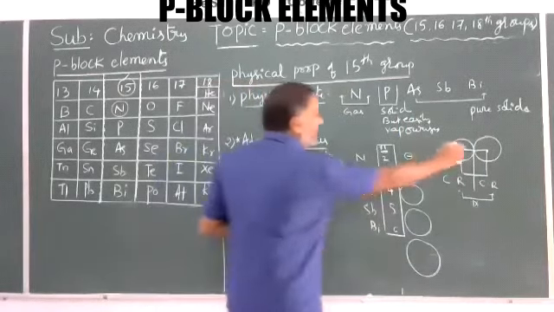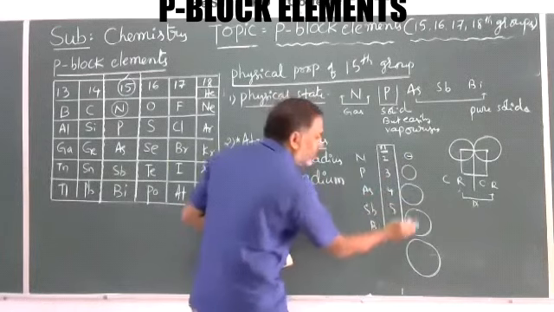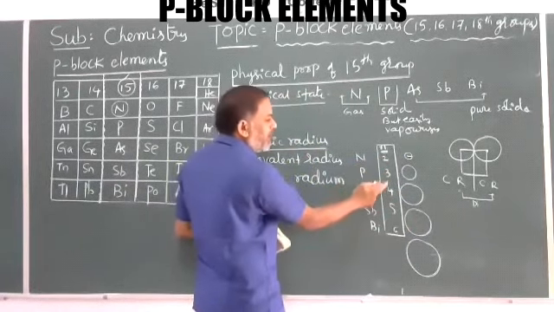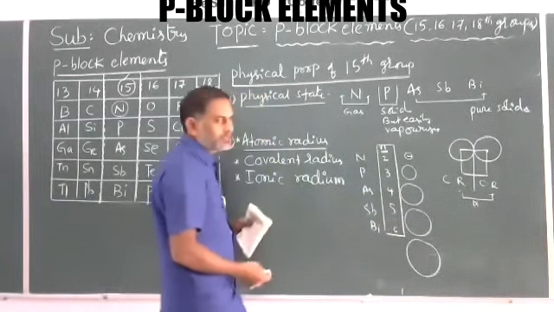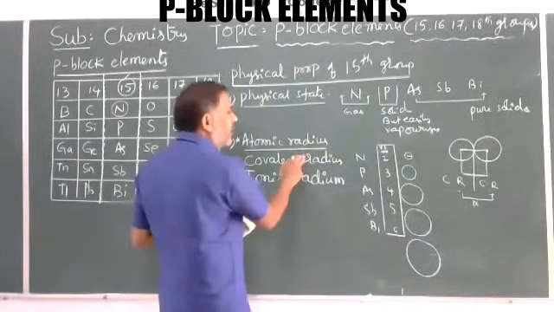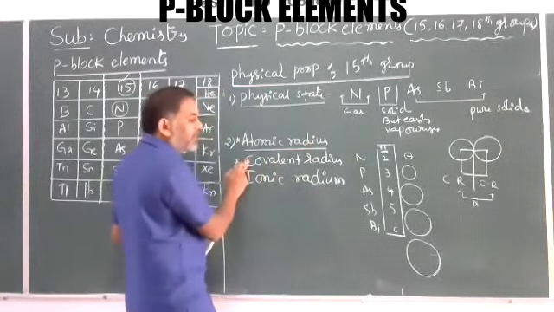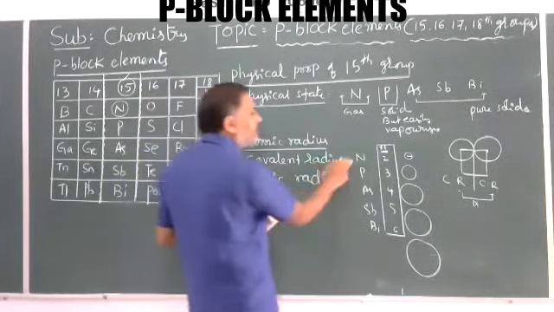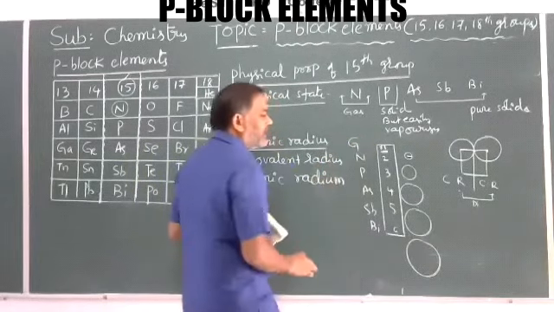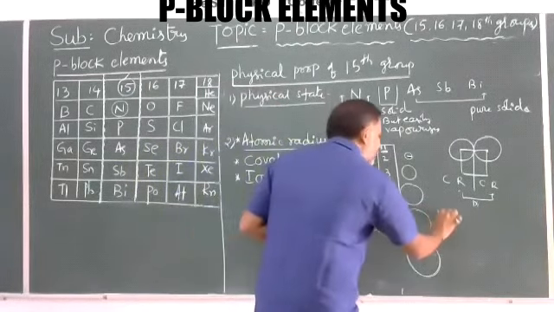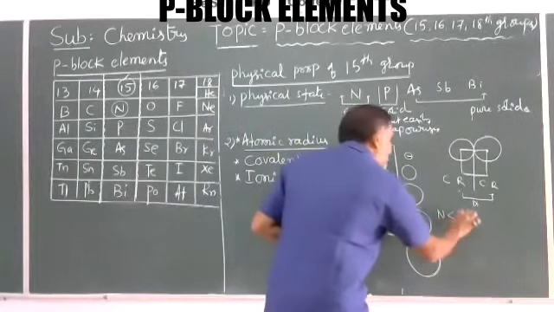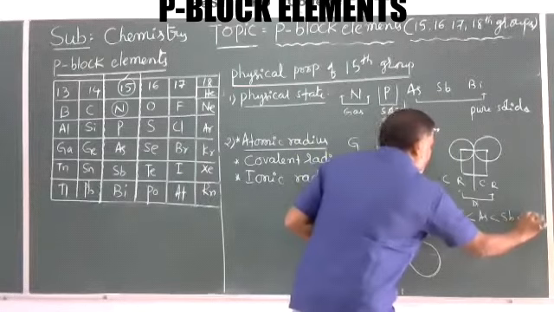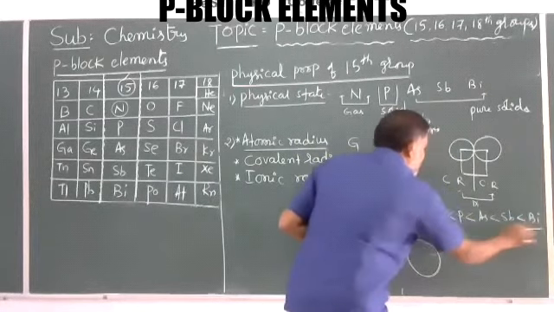Now, half of the internuclear distance is the covalent radius. Top to bottom it increases because a newly added electron enters a new main energy level, so size increases. That's why top to bottom covalent radius increases and left to right decreases. Here we are talking about groups, so the covalent radius of nitrogen is less than phosphorus, then arsenic, antimony, bismuth. This is the covalent radius.